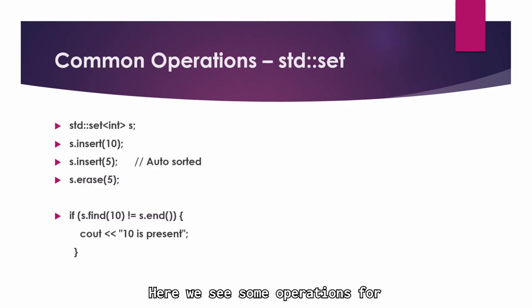Here we see some operations for std::set. First, we declare a set of integers. When inserting values, any duplicates are silently ignored. Try inserting 10 twice and you will see it only appears once. Searching is done using the find function, which returns an iterator. If it matches the end iterator, the element wasn't found. Deleting is as simple as passing the value to the erase function. All of these operations are fast and reliable, and due to the tree structure, elements are automatically ordered.